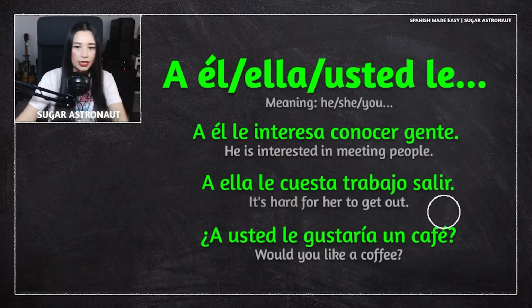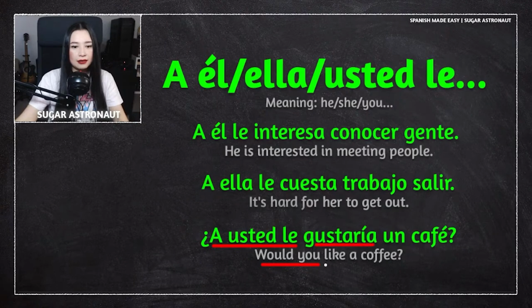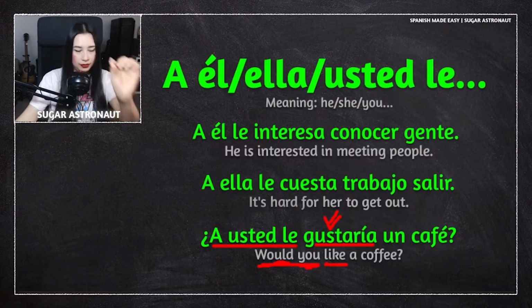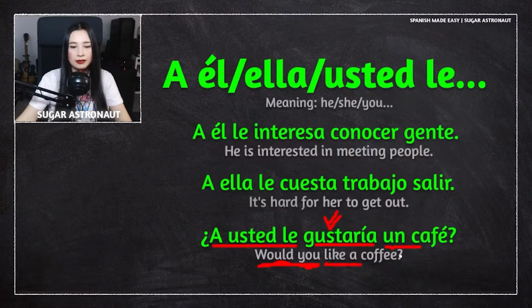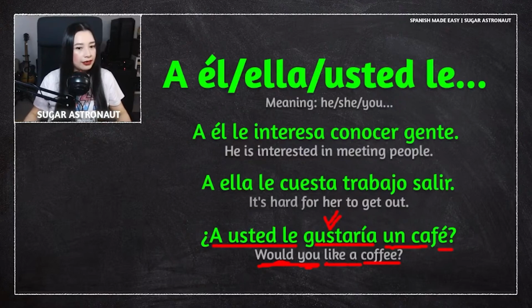So, let's break this down. A usted le is similar to saying, would you... A usted le gustaría. Gustaría, and technically gustaría is would like, right? And a usted le is just you, just to be specific. And then un café. Coffee. Okay. ¿A usted le gustaría un café? Would you like a coffee? A cup of coffee? Similar to saying that. And a very common question.